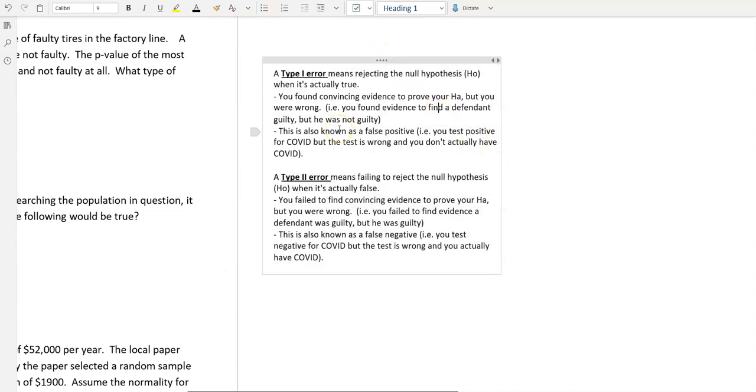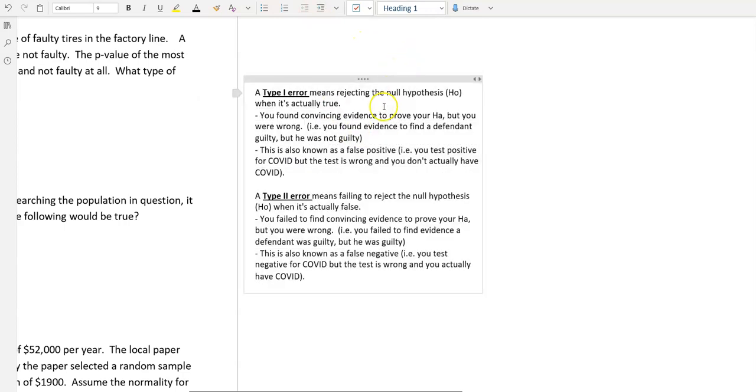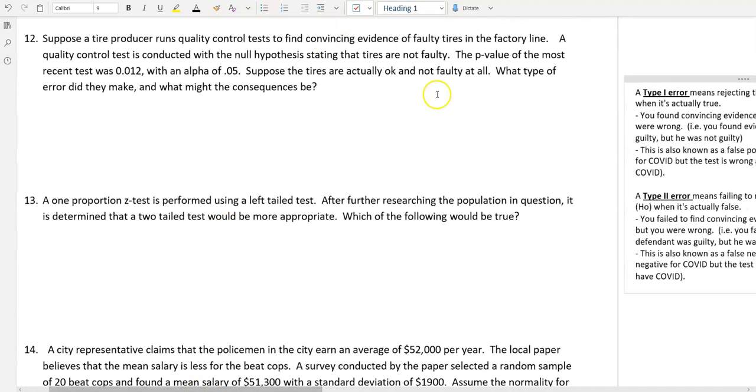A type 1 error means you rejected the null, which means you proved what you were trying to prove. You found convincing evidence to prove what you were trying to prove, but you were wrong. A good example is the court cases we used throughout the year, where you found evidence to find the defendant guilty, but he wasn't guilty. In this situation, that would mean you found evidence that the tires were faulty, but they're not. And this is what happened here, so this is a type 1 error.